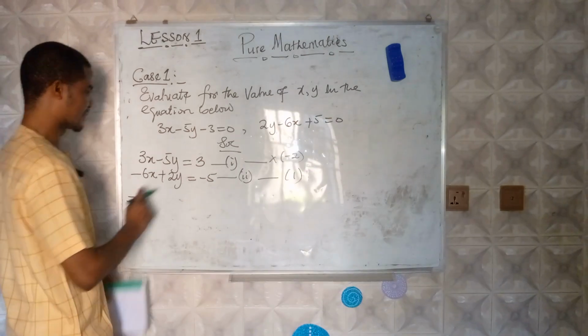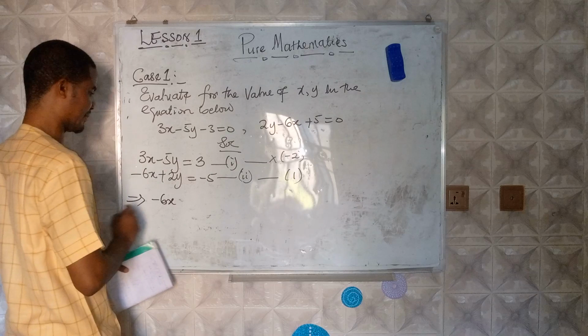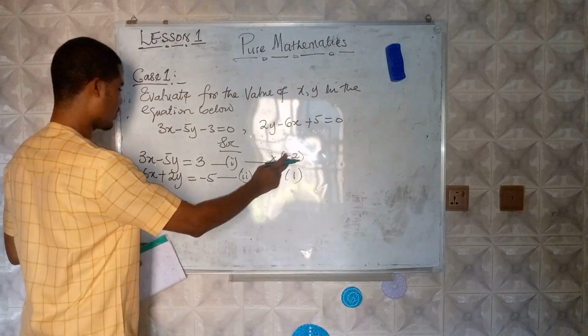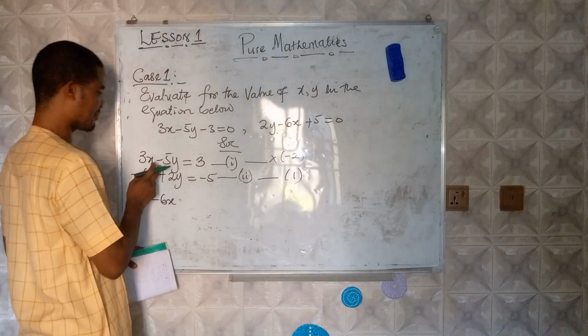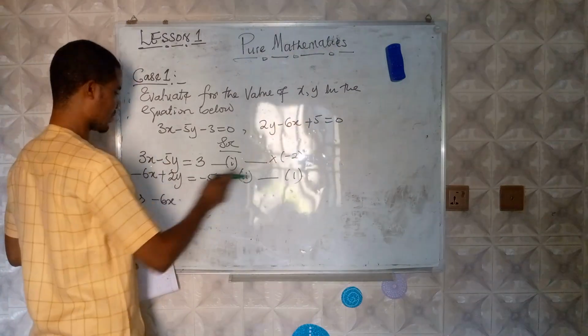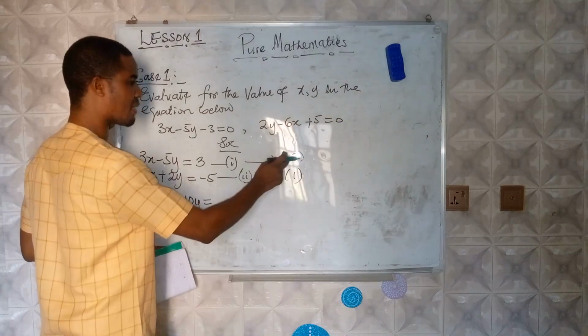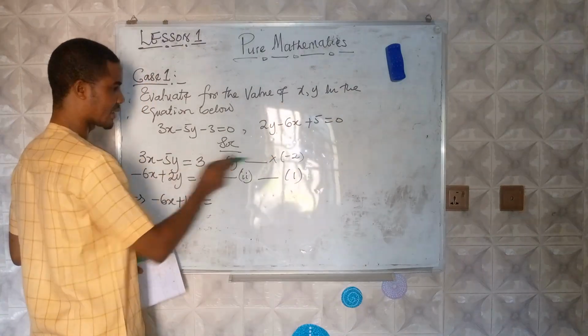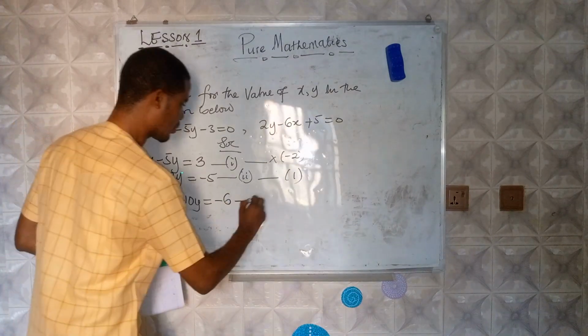So we move. -2 times 3 will give me -6x. Then -2 times -5. Minus cancels minus. 2 times 5 is 10, plus 10y equals to -2 times 3. 3 times 2 is 6, then give me -6. This gives me equation 3.